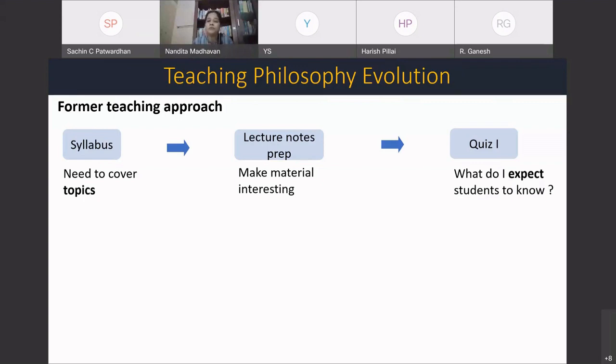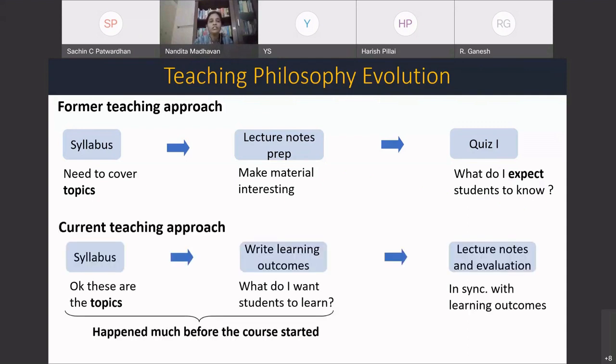Close to quiz one is when I started thinking about evaluation. At that point, I was starting to look at what I actually expect my students to know. A shift for me currently has been, I still look at the syllabus, which gives me an idea of the topics. And I have been following this writing of learning outcomes quite sincerely since late 2009 or early 2010. Initially, it was a little struggle to write good learning outcomes, but over time, with multiple iterations, it seems to be becoming a little better.